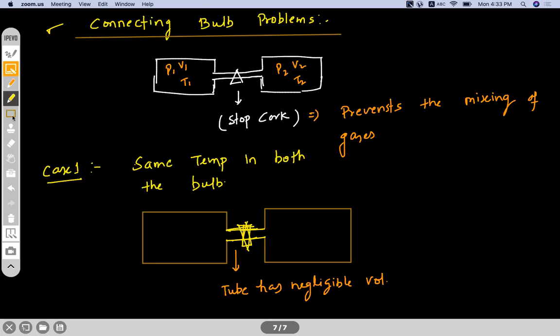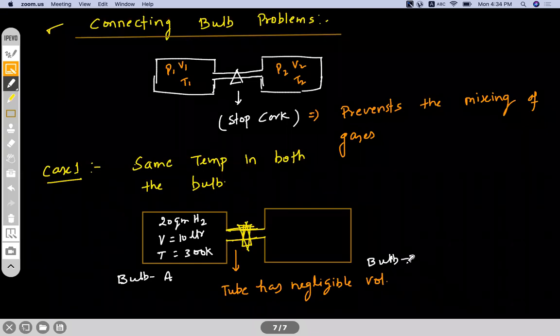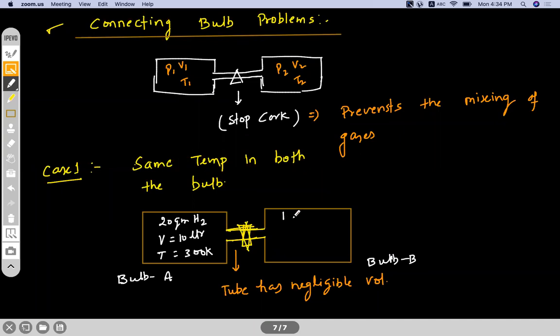Okay. Now, the data which is given over here is we have 20 gram of H2 present in this vessel. 20 gram of H2, volume is 10 liter, and temperature is 300 Kelvin given. Right? This is suppose bulb A. This is suppose bulb B. And in bulb B, we have 160 gram of O2. We have volume 15 liter, and we have temperature 300 Kelvin. So temperature is same in both the bulbs.